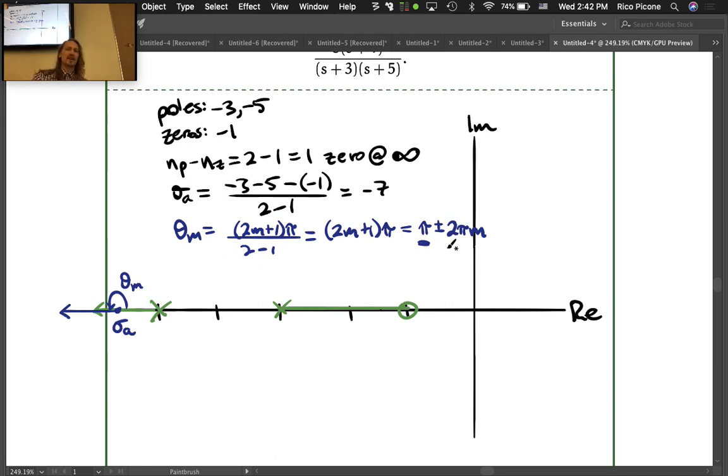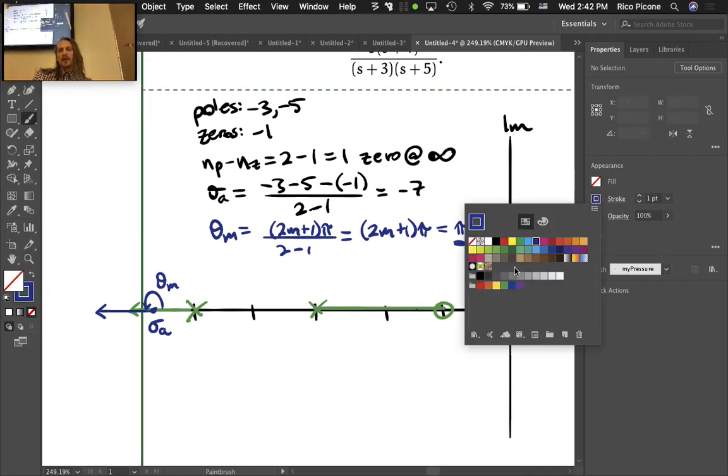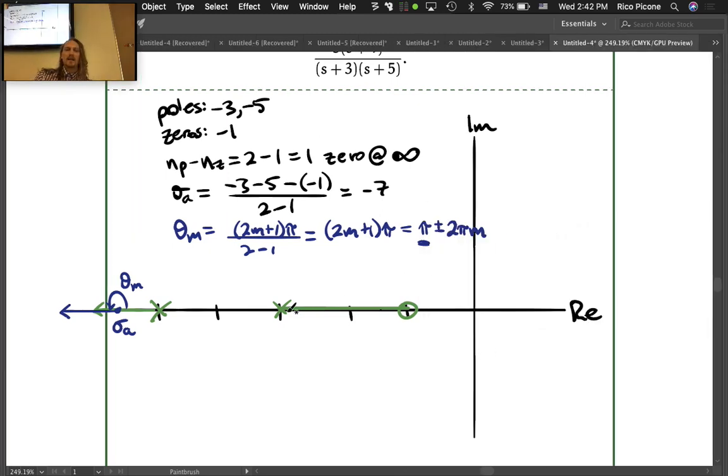Okay, any questions on that example though? Is there an arrow on the green one on the right, on the asymptote? It's good to draw an arrow, but it's not required. It's good to know that it's originating at the open loop pole and going to the open loop zero. So that is the direction it goes.